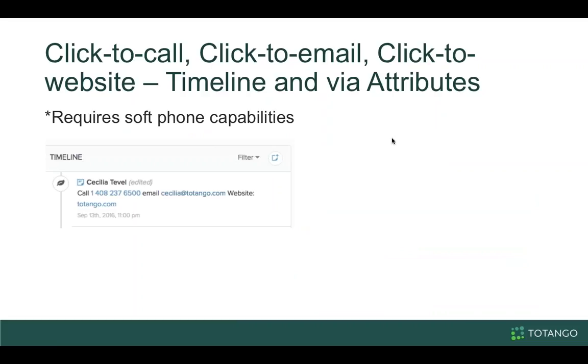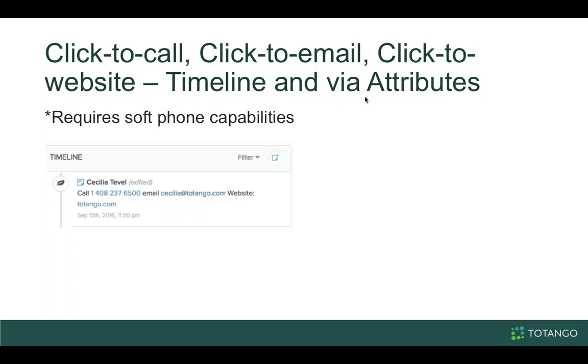The other capabilities of click to call, click to email, and click to website, you can do this either in the timeline, and you can also do this in the attributes. So if you are sending us phone numbers for your customers, email addresses for your customers, and any websites, you can easily, with one click, perform these operations directly in the attributes section.